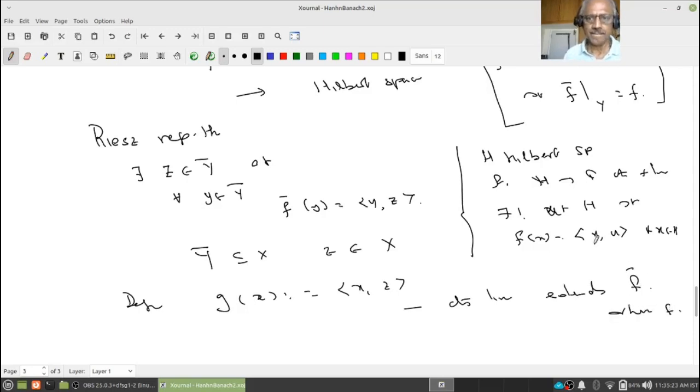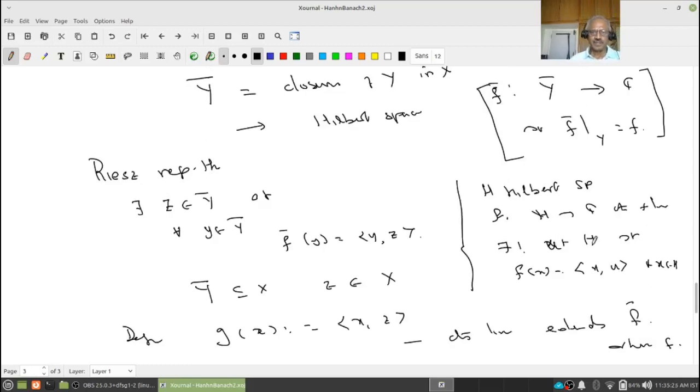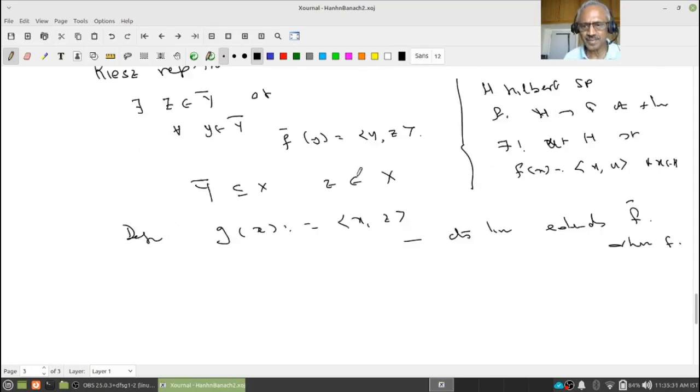Do you see that? The Hahn-Banach theorem is utter triviality in the case of a Hilbert space. So enjoy this. Most often books do not even mention this, but it will be very nice to do that.